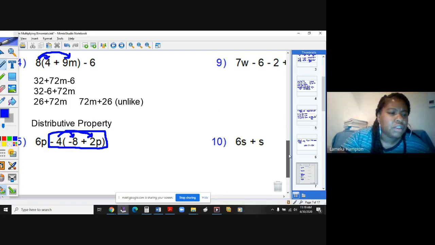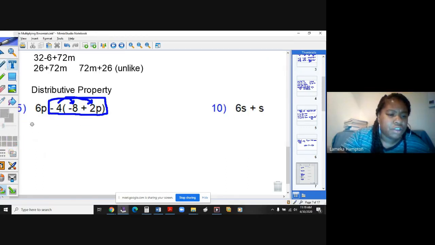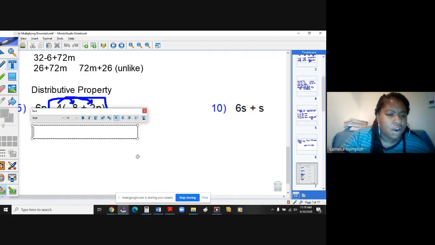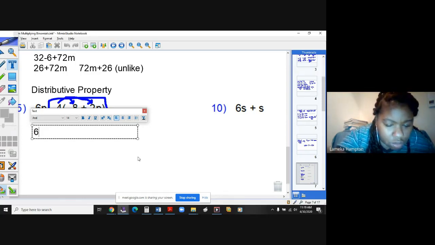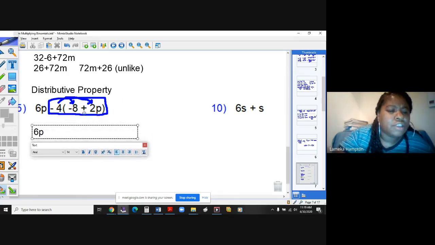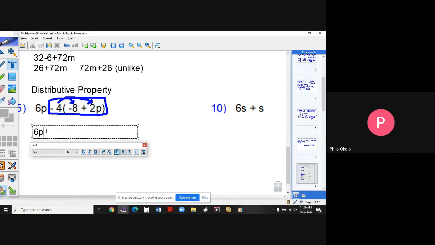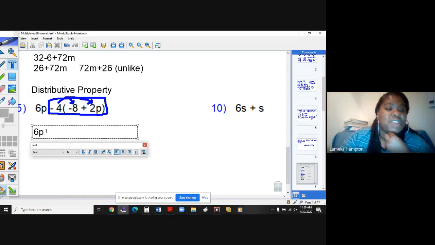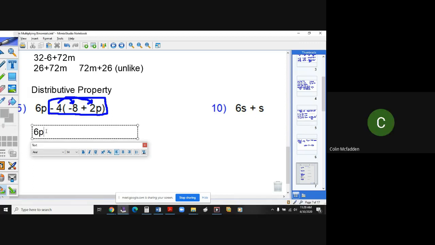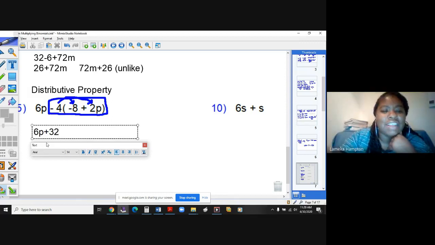Okay, let me go back over here. And when I do that, I'm going to go ahead and write out 6p. Y'all can see it. All right, so what is -4 times -8? +32. Yep, because remember, a negative times a negative is a positive. So that's going to give me +32.